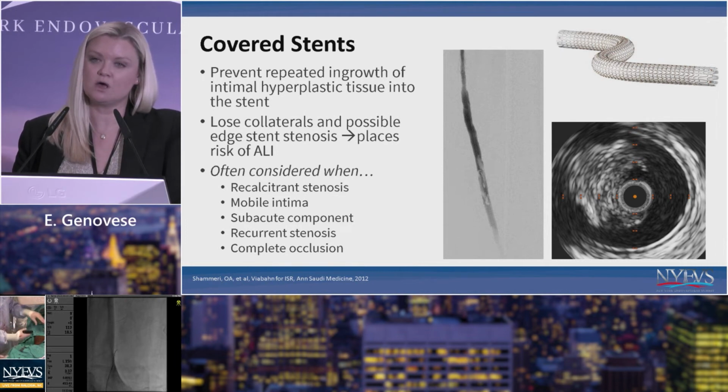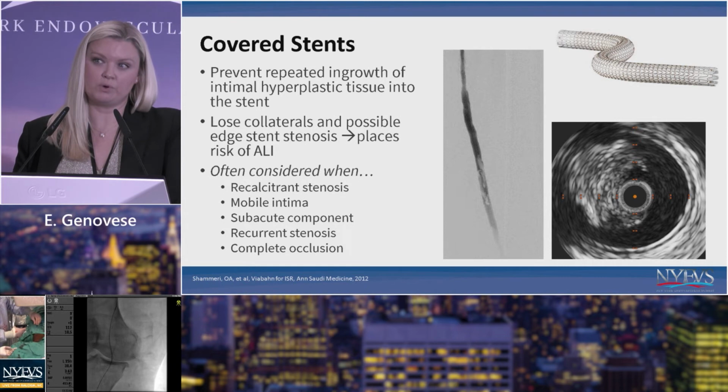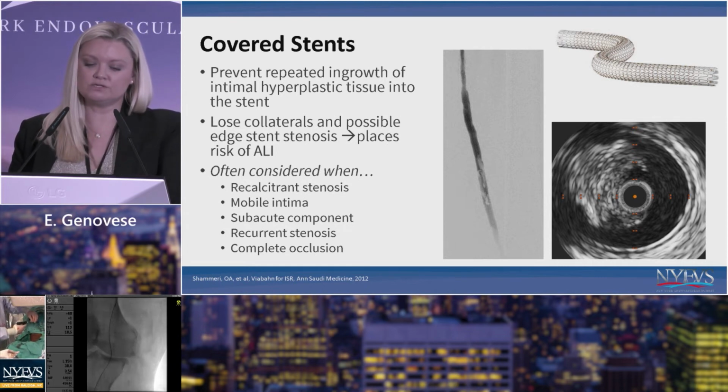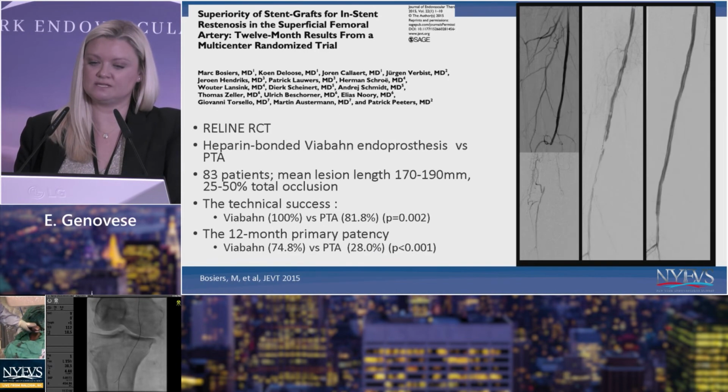Mobile intima that you might see on your IVUS or on angiogram, when you end up getting into a subacute component and you haven't really cleared that and you're worried about it embolizing. Recurrent stenoses, and sometimes people will use these also in the setting of a complete occlusion to reline your stent.